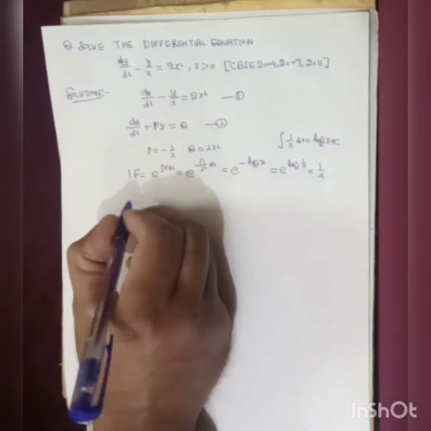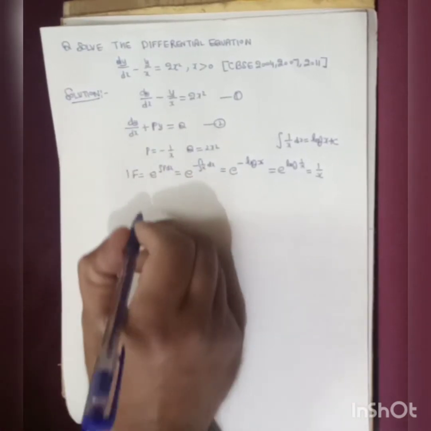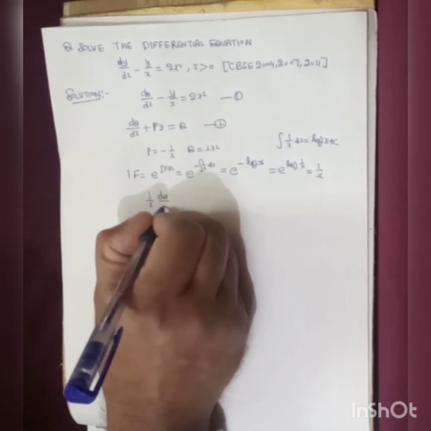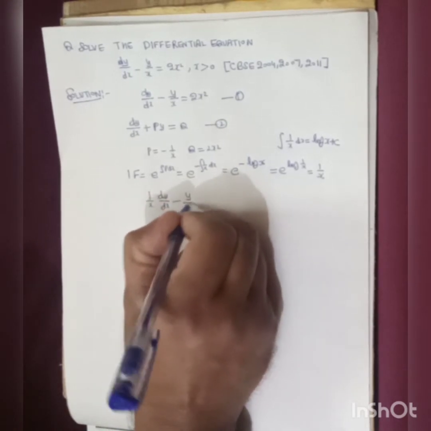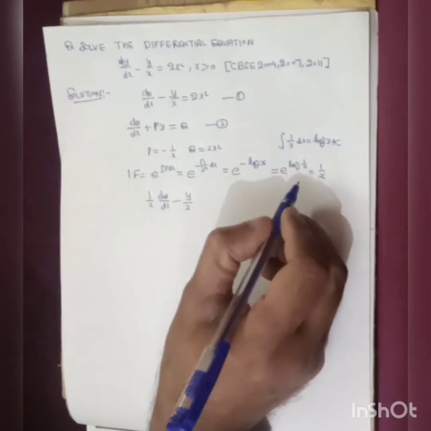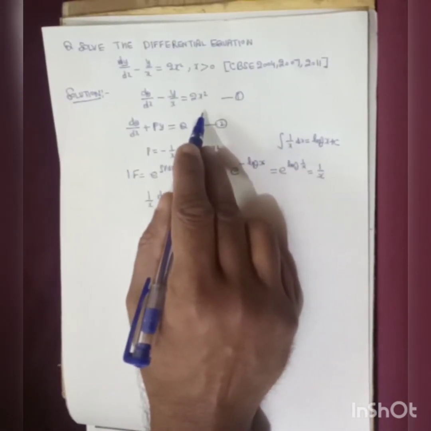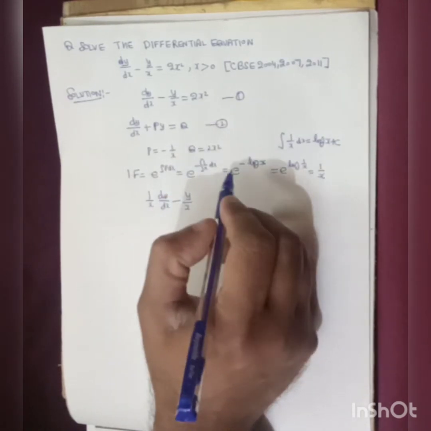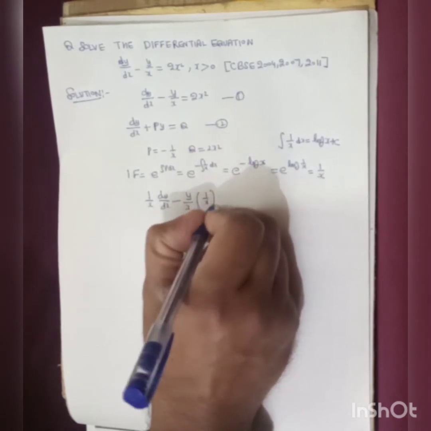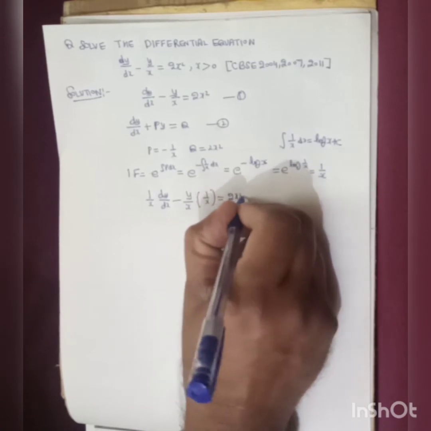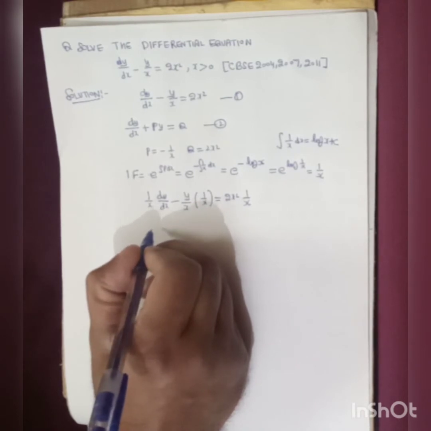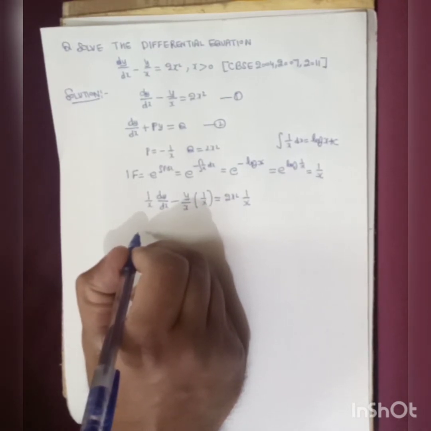Now we multiply both sides by the integration factor. We are multiplying equation 1 by the integration factor, so we get 1 upon x into dy over dx minus y over x into 1 upon x is equal to 2x square into 1 upon x.